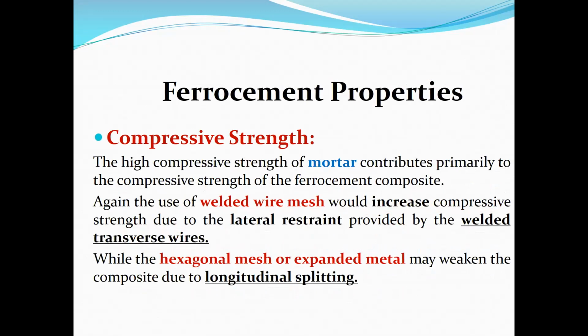Compressive strength. So high compressive strength of mortar contributes primarily to the compressive strength of ferrocement composite. So the use of welded wire mesh: although we get compressive strength from normal concrete or cement, here in ferrocement structure the welded wire mesh will contribute some compressive strength due to the lateral restraint provided by the welded transverse wires. Because of the lateral restraint, some compressive strength will be obtained here.